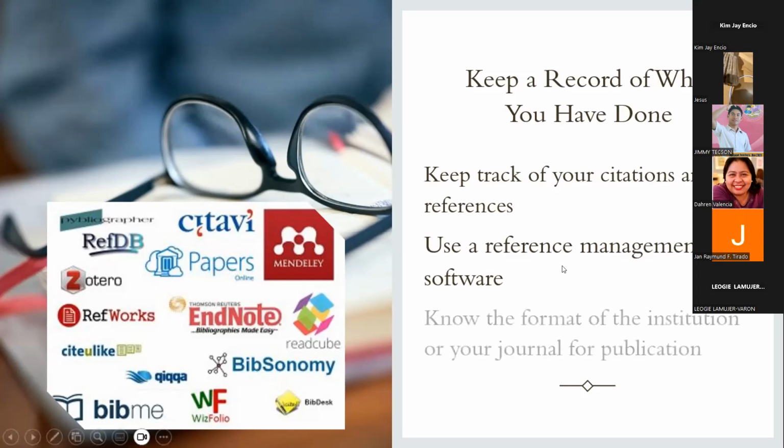Now, know the format of the institution or your journal for the publication. So at La Salle, IMRAD is the format used. But this would change if you're trying to publish outside USLS, in other journals. The journals do provide the format, however. All you need to do is download their format, and you can rewrite your paper in accordance with it.